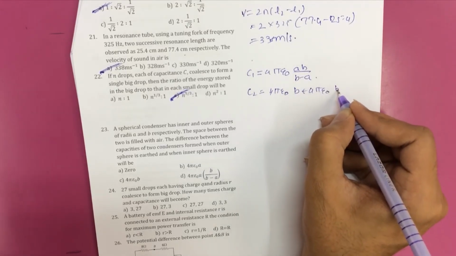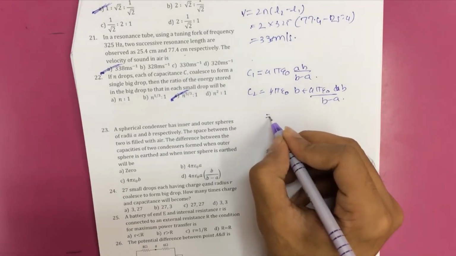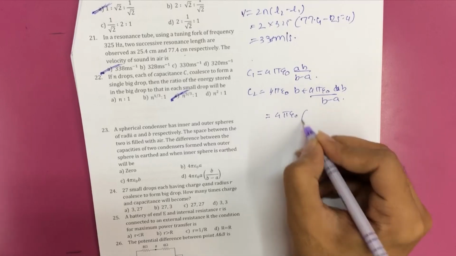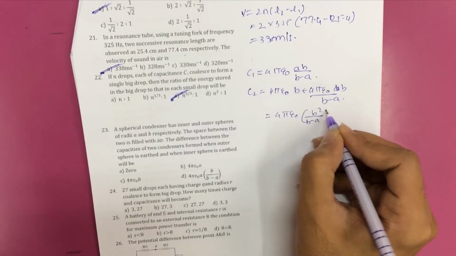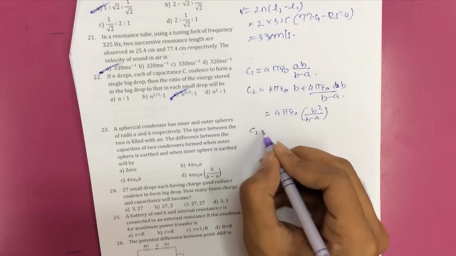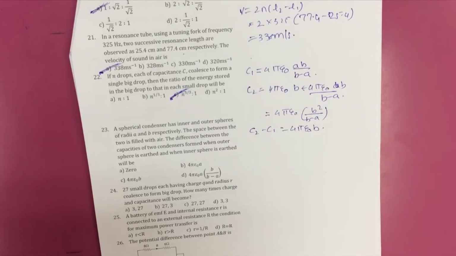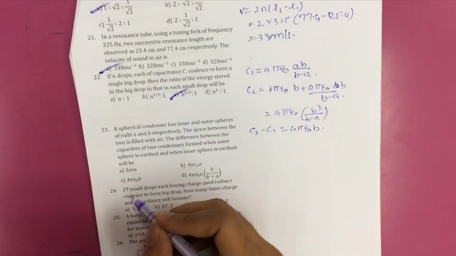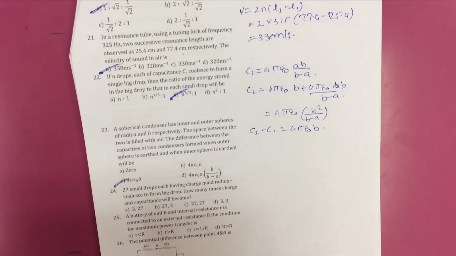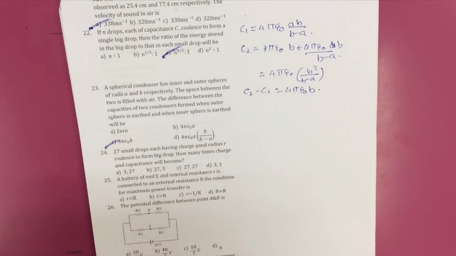When inner sphere is earthed, C2 will be 4 pi epsilon 0 B plus 4 pi epsilon 0 AB divided by B minus A, which will be basically 4 pi epsilon 0 B square divided by B minus A. So difference, that is C2 minus C1, on solving you will obtain as 4 pi epsilon 0 B. So your correct answer here is option C.